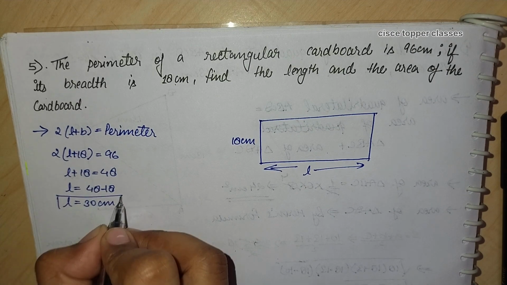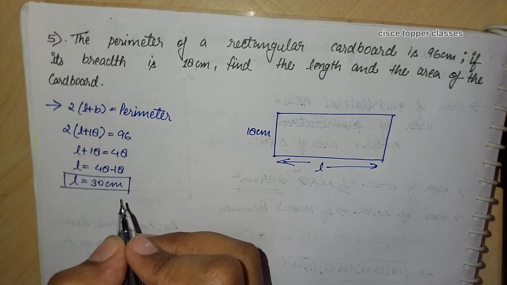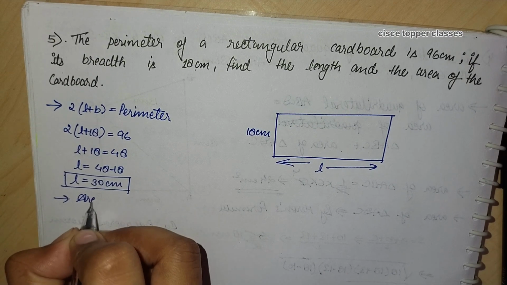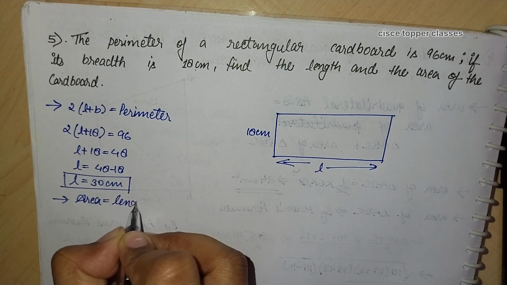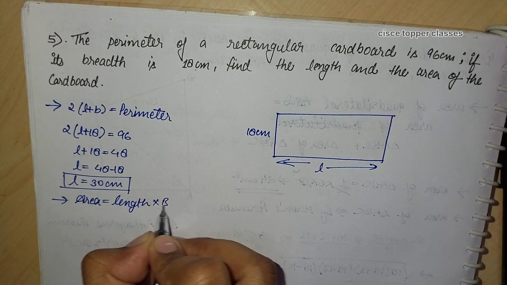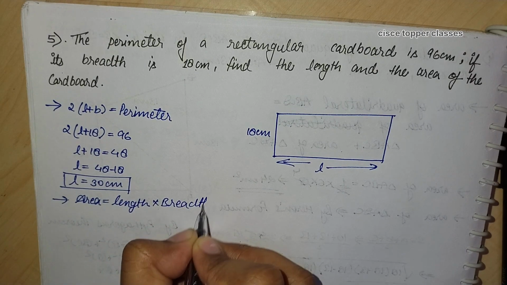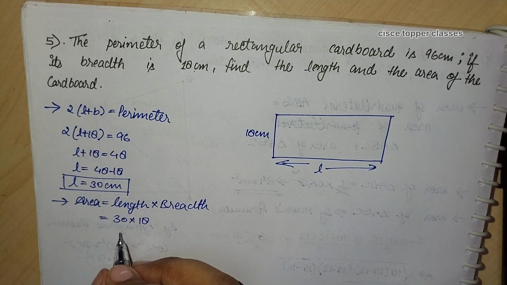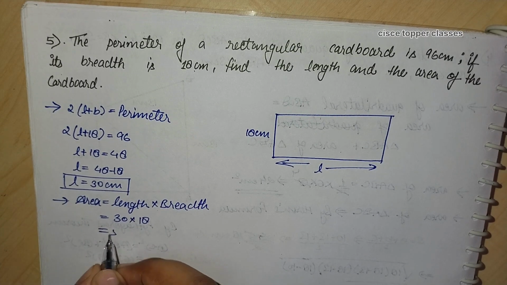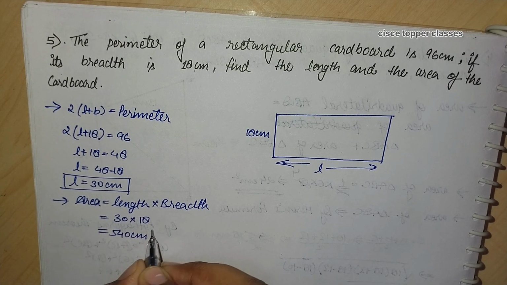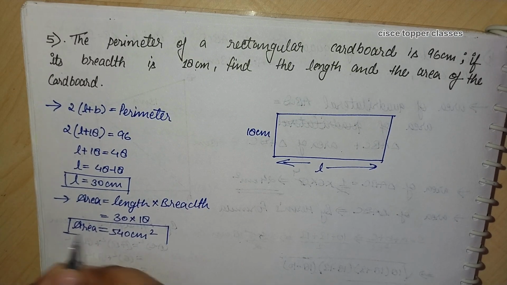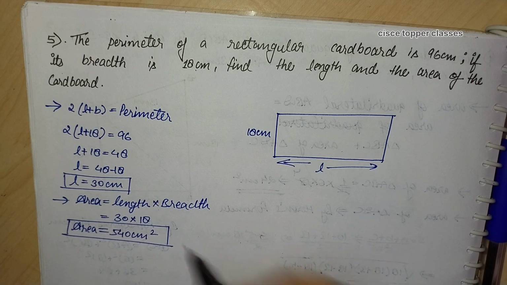So length is equal to 30 centimeter here, and we have to find the length and the area of the cardboard. So area will be length into breadth. We will write the value of length which we have found. This will be 30 into 18. On multiplying this, the final answer will be 540 centimeter square. So this is the area, and this is the answer of this question.